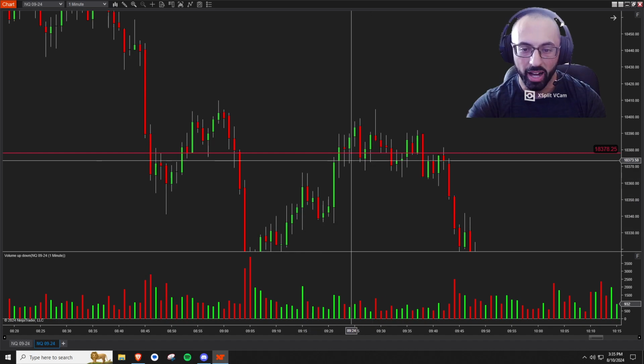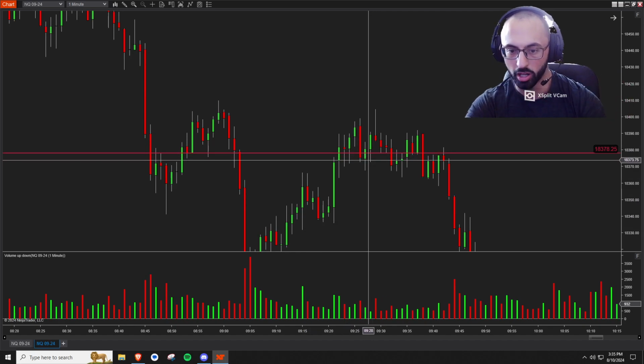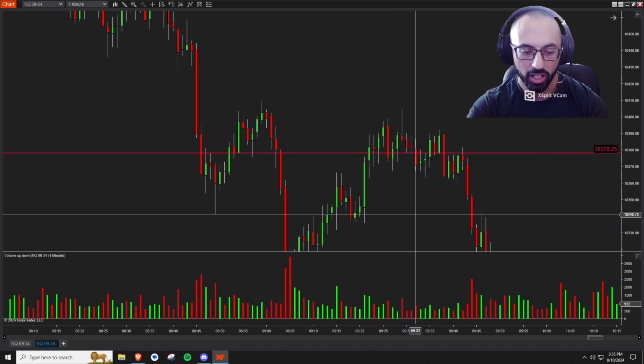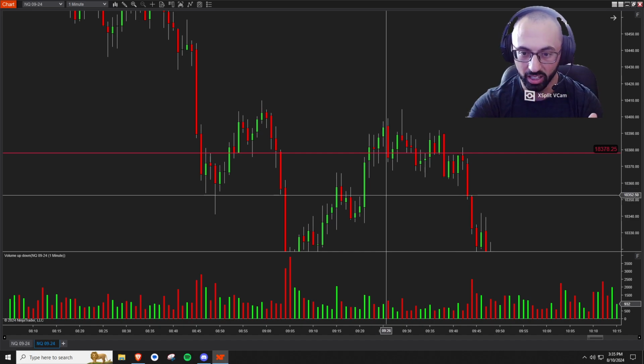So now we come back up. We're now looking to short the market here. We're back up to this line coming from below. We're looking to short here. Now it's not as simple as just getting the signal and going.